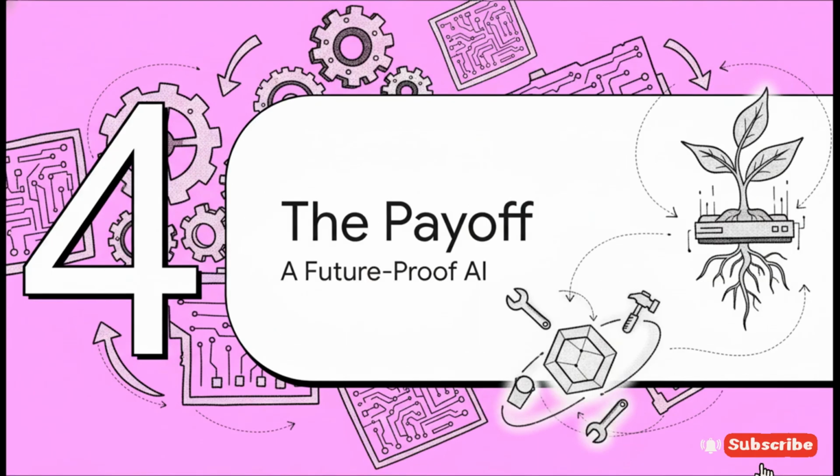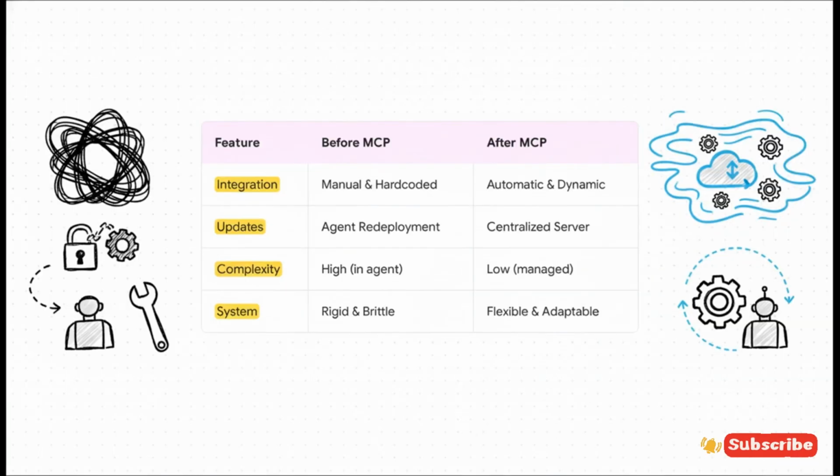So what's the big picture here? What's the real payoff? Why should we all care about this? Well, it's all about building an AI that is genuinely future-proof, one that can grow and adapt without constant, painful manual work. This table really just sums it all up. We are moving away from a system that's manual, rigid, and brittle, and into a new world that's automatic, flexible, and adaptable. Tool updates go from being a major project requiring a full redeployment to just a simple, centralized change on a server. All that complexity gets moved away from the agent itself.